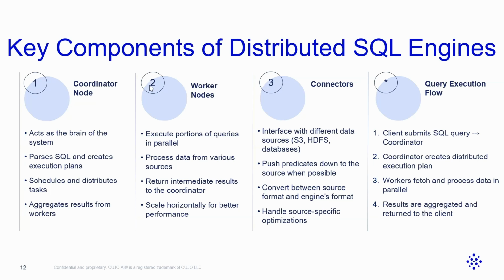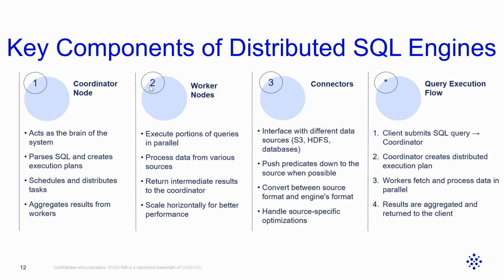The worker nodes' responsibility is to execute the portions of queries submitted from the coordinator node. They are able to process data from various sources thanks to the connectors, and then they emit the intermediate results to the coordinator node. Worker nodes are where the horizontal scalability takes place with distributed SQL engines. Then connectors interface with the different storage media.